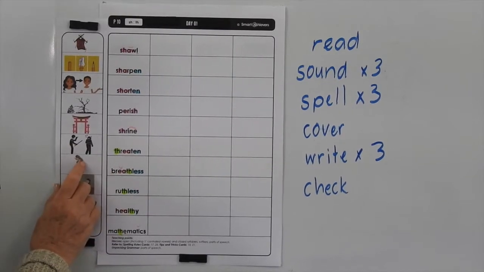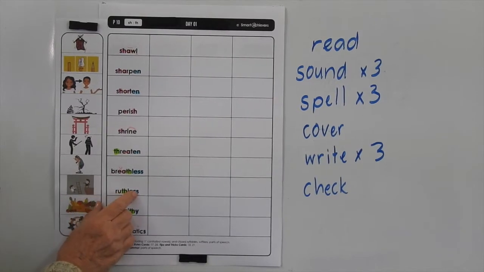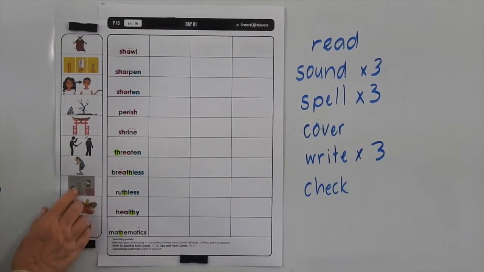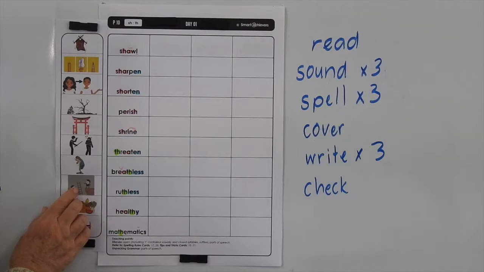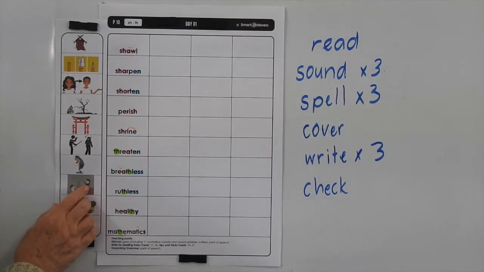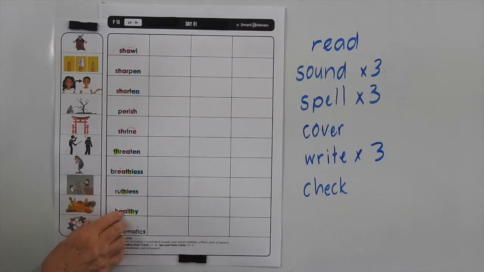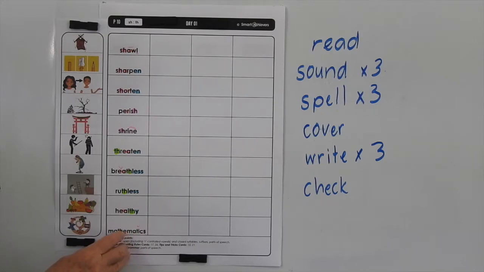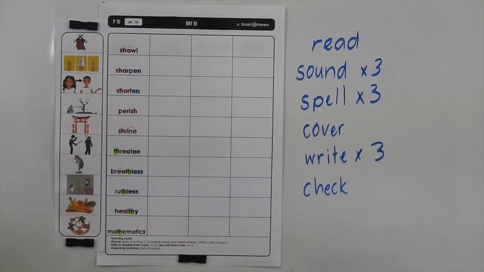Breathless is when your lungs need more air, that you're out of breath. Ruthless is when someone doesn't show any pity or have any compassion for something or someone else. Healthy means you're feeling well and fit, and mathematics is a science of number, quantity and space. Right, let's go back and read, spell and write those words.